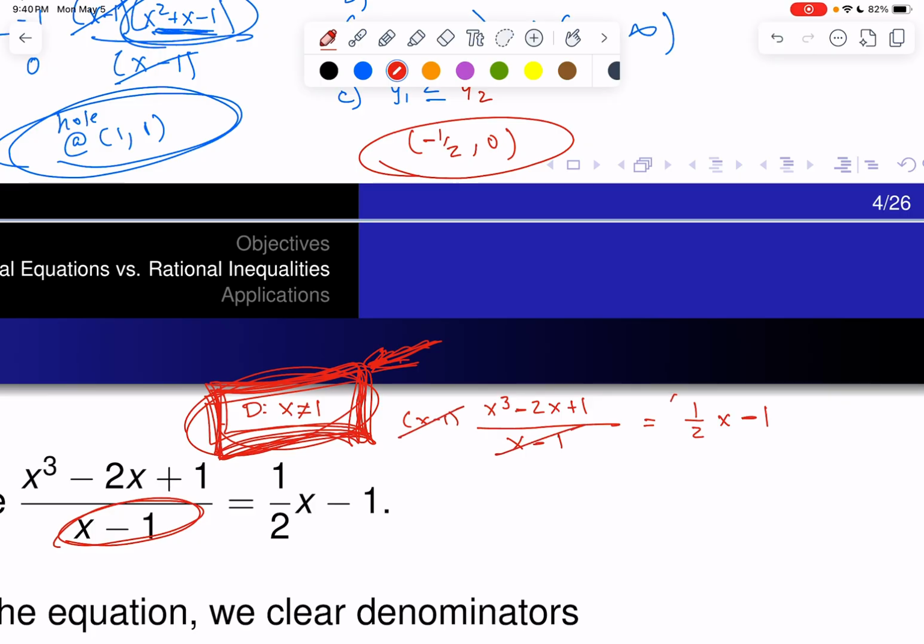So we multiply both sides by x minus 1. Then we're going to get x to the third minus 2x plus 1 equals, I'll FOIL this, that'll give me a 1/2 x squared minus a 1/2 x minus an x plus a 1.